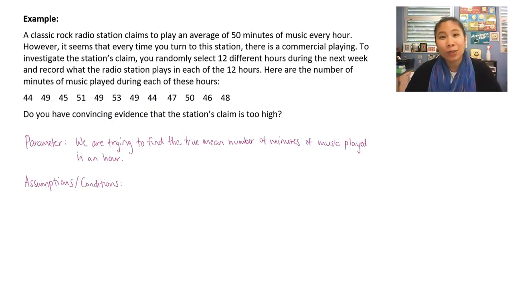So the first thing we want to do is look at the parameter that we're trying to find. We're trying to find the true mean number of minutes of music played in an hour. So we want to make sure we include the context of the problem when we talk about the parameter, whether it's a mean or proportion that we're talking about, and this entire section is just means. So, it's going to be a true mean.